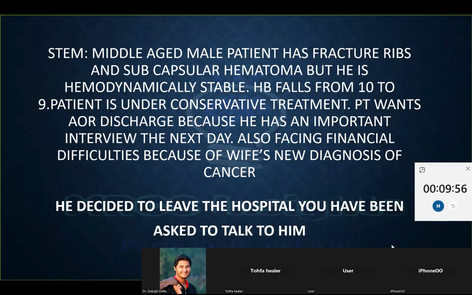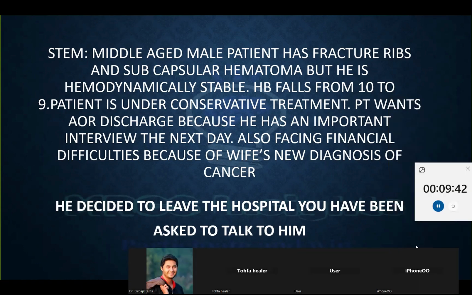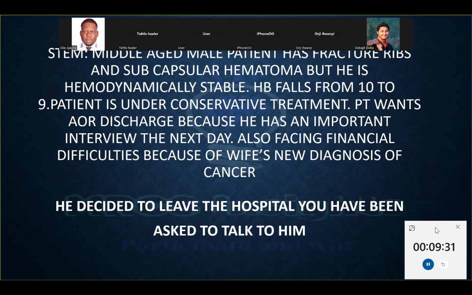Hello everyone, I am Dr. Nishat. I am now reading the stem for you. Middle-aged male patient has fractured ribs and subcapsular hematoma, but he is hemodynamically stable. Hemoglobin falls from 10 to 9. Patient is under conservative treatment. Patient wants AOR discharge because he has an important interview the next day. Also facing financial difficulties because of his wife's new diagnosis of cancer. Now he decided to leave the hospital. You have been asked to talk to him.